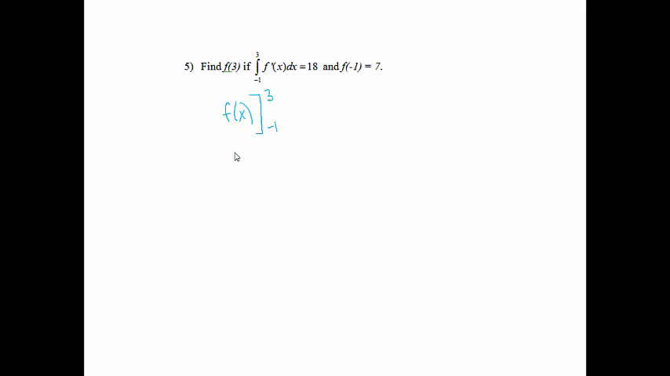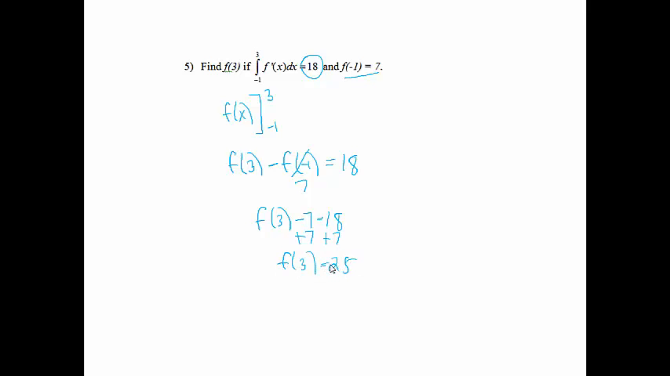If I plug in 3, I will get f of 3. If I plug in -1, I'll get f of -1, and we learned using the fundamental theorem of calculus that we need to subtract. Now they told me that the answer I should get is equal to 18, so I'm going to set that equal to 18. From here now this just becomes an algebra problem. They have given me that f of -1 is 7, so I now have f of 3 minus 7 equals 18. I can simply add 7 to both sides, and I have found that f of 3 is equal to 25.